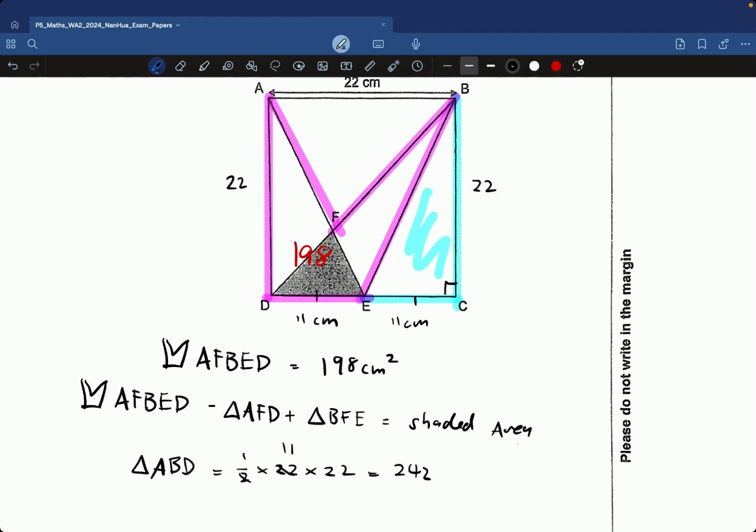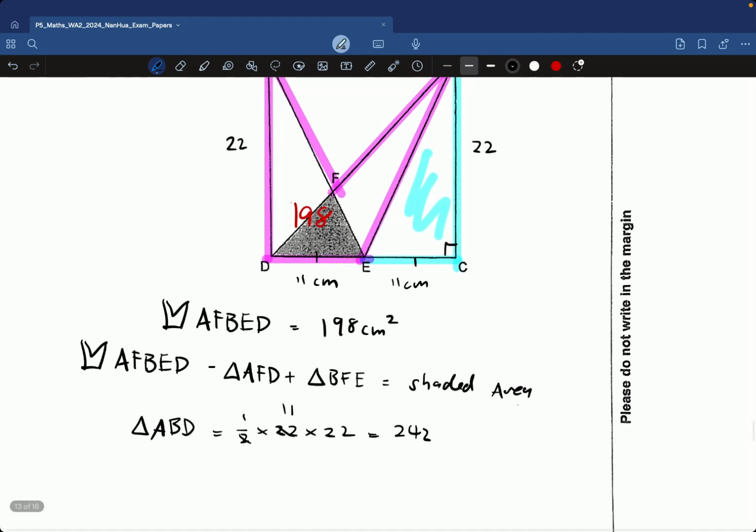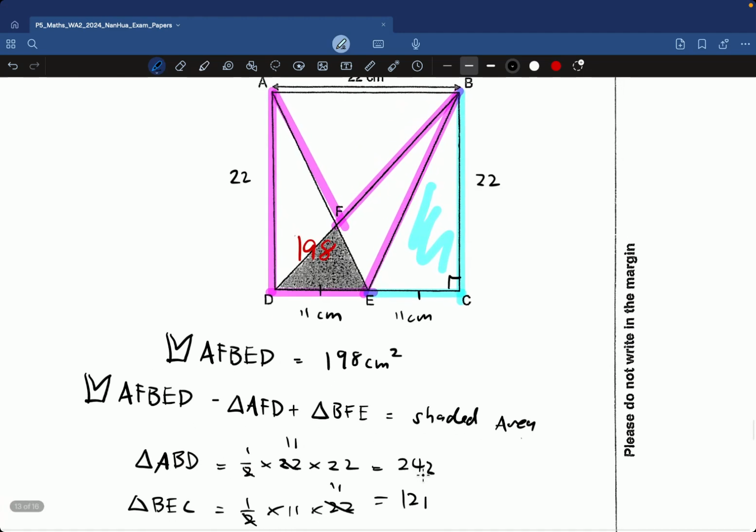So we know what BEC is. BEC is equal to half times 11 times 22. So we can cancel 2 and 22 because 11 is the base and the height is 22. So then this is 11 times 11, which is 121. Right. So now we know that this thing over here is 121.